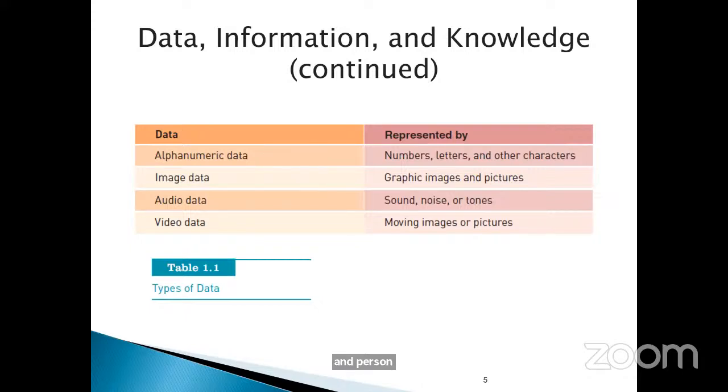Then we also have image data. Image data can be represented as graphic images and pictures. Then we have audio data that's like music, noise, sound, or tones. Then we also have video data. Video data is represented by moving images or pictures. So different data and how they're represented.